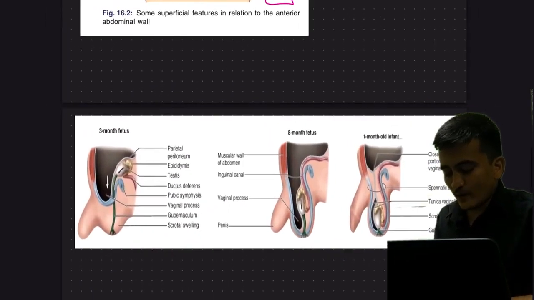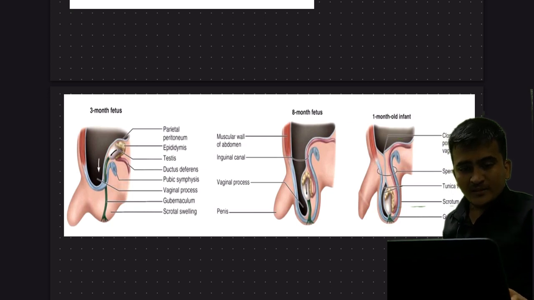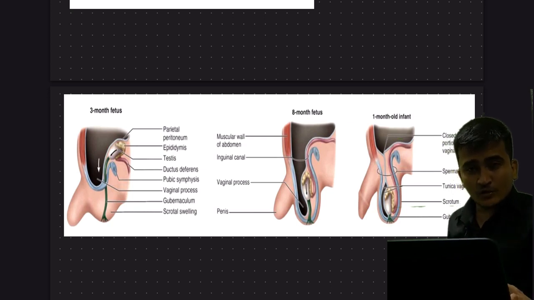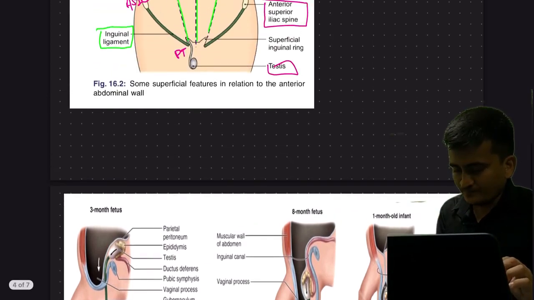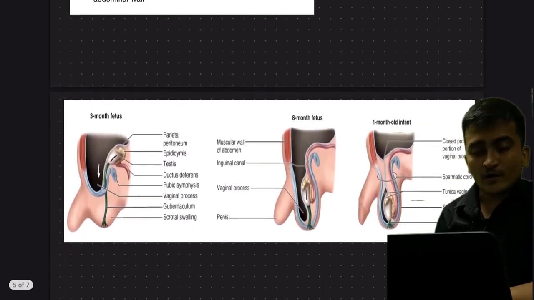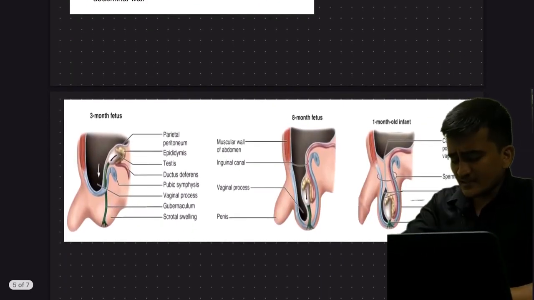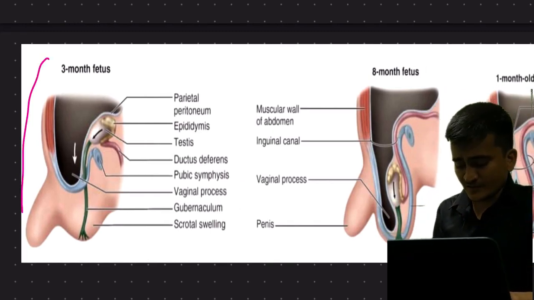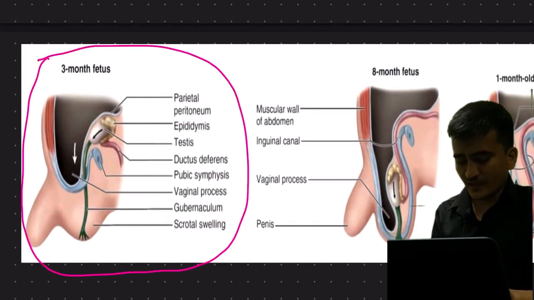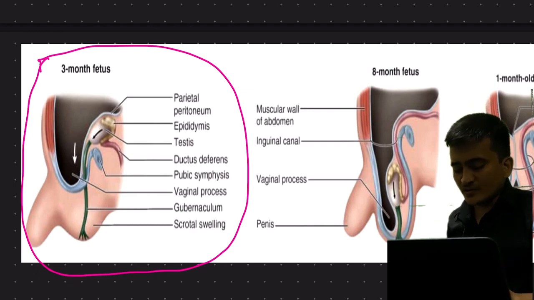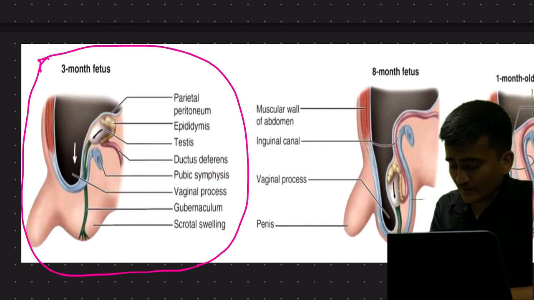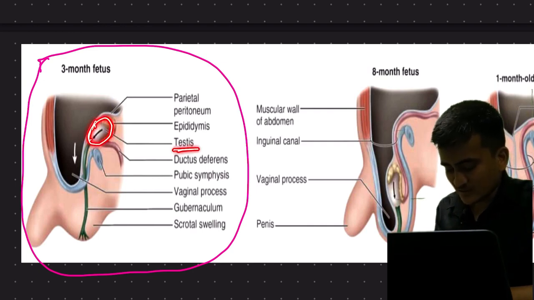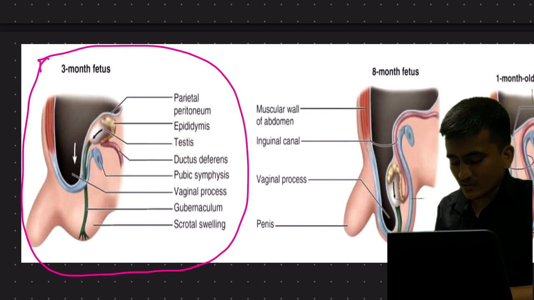Okay, take a deep breath. Now we are going to talk about something a bit interesting. Now this is the diagram. Here you can see this is a 3-month fetus, right? Now what is happening in this 3-month fetus? Here you can see the scrotum, sorry, this is our testis.